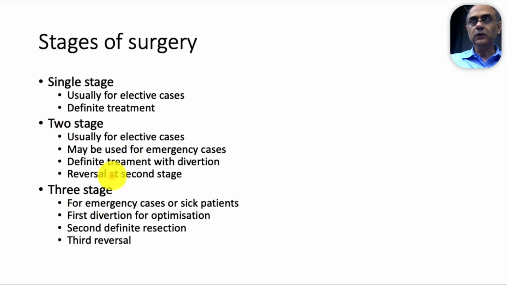2-stage, mostly in elective situation or sometimes in emergency situation also. So in 2-stage surgery, in the 2nd stage you go in and reverse that thing. That would be a 2-stage surgery. So 2-stage surgery can be done in elective surgery and 2-stage surgery can be done in certain procedures in emergency situation. And the single-stage surgery is usually for elective surgery, you go in, do your job and that's it. The patient does not require any other surgery.